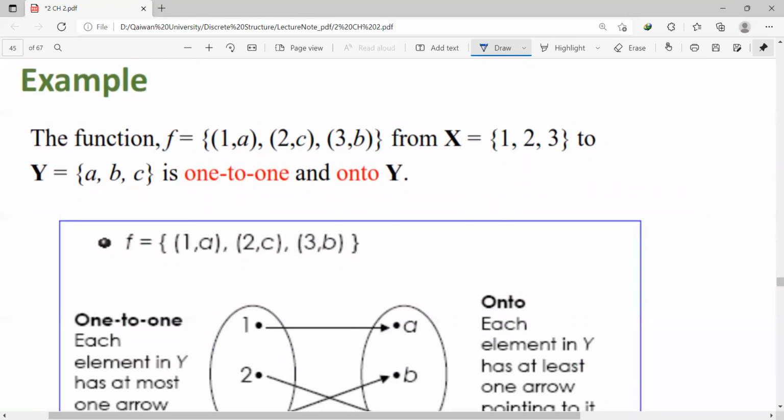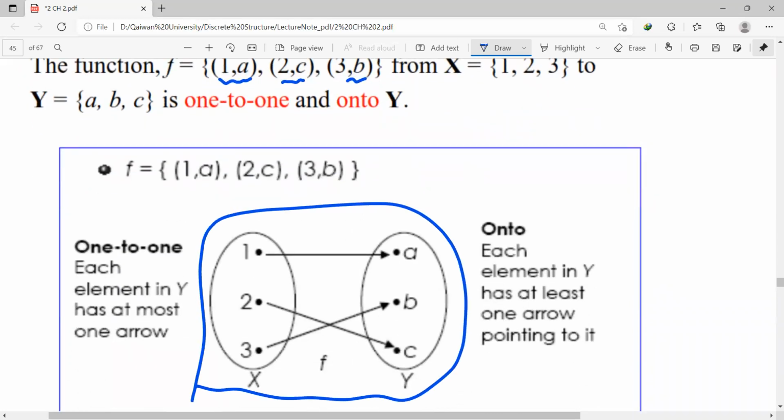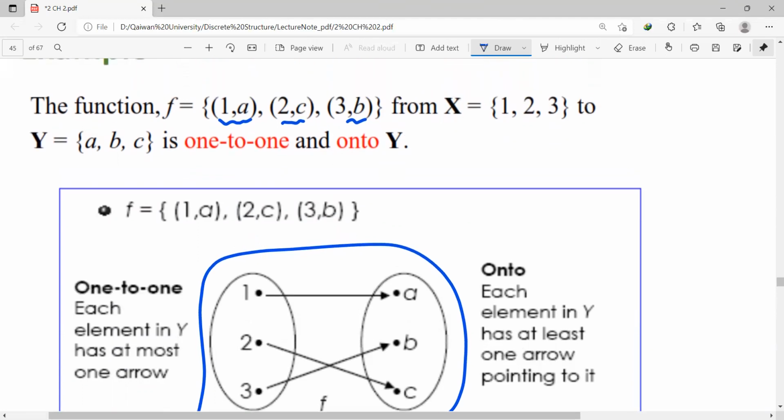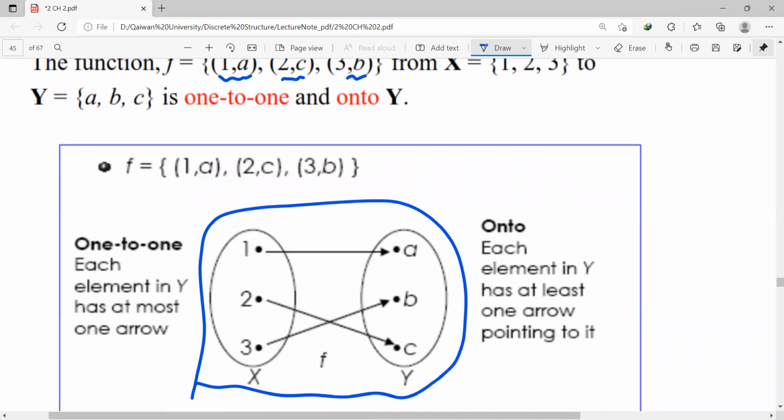Now you have in the example, the function f from 1a, which is defined by 1a, 2c, 3b. This is the diagram from X to Y, X is 1, 2, 3, and Y is A, B, C. The image of 1 is A, the image of 2 is C, and the image of 3 is B. Is this one-to-one? Is this onto or not? Okay, let's try both. This is a function. It's given that that's a function, so it must satisfy the conditions of function. And how about one-to-one?